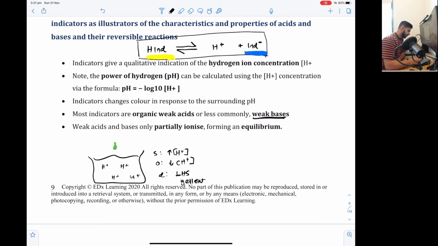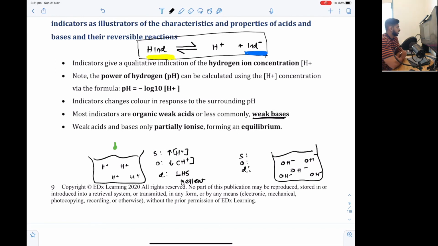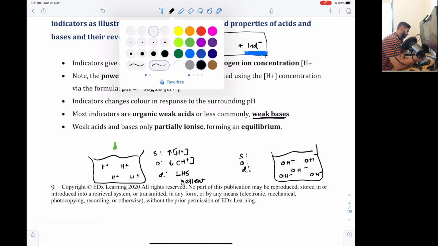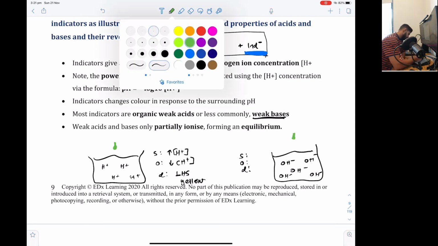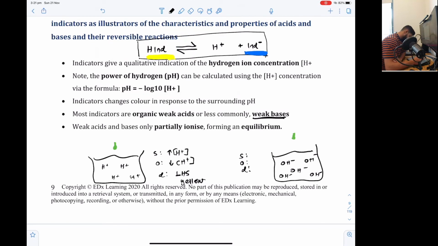Now, what about, Gerald, if we had a solution that was basic? We've said that basic solutions have hydroxide ions in aqueous solution. So again, what would be the steps here? So wait, is it the same indicator? Yep, exact same indicator. Okay. Well, when you add the indicator into a solution, they neutralize. So you would have a decrease in hydrogen ions.